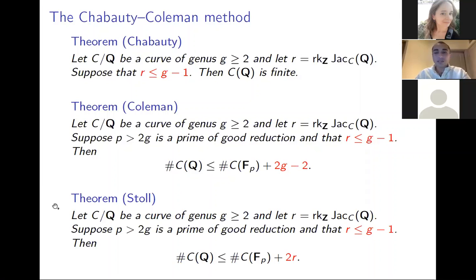Later, Stoll was able to further improve this by removing the Riemann-Roch term and replacing it with a 2r. So his result says that the number of rational points is less than or equal to the number of F_p points plus 2 times the rank. Stoll's theorem is great because what we expect is that when the rank of the Mordell-Weil group of the Jacobian is small, we should get fewer rational points. And that's exactly what Stoll's theorem is saying.